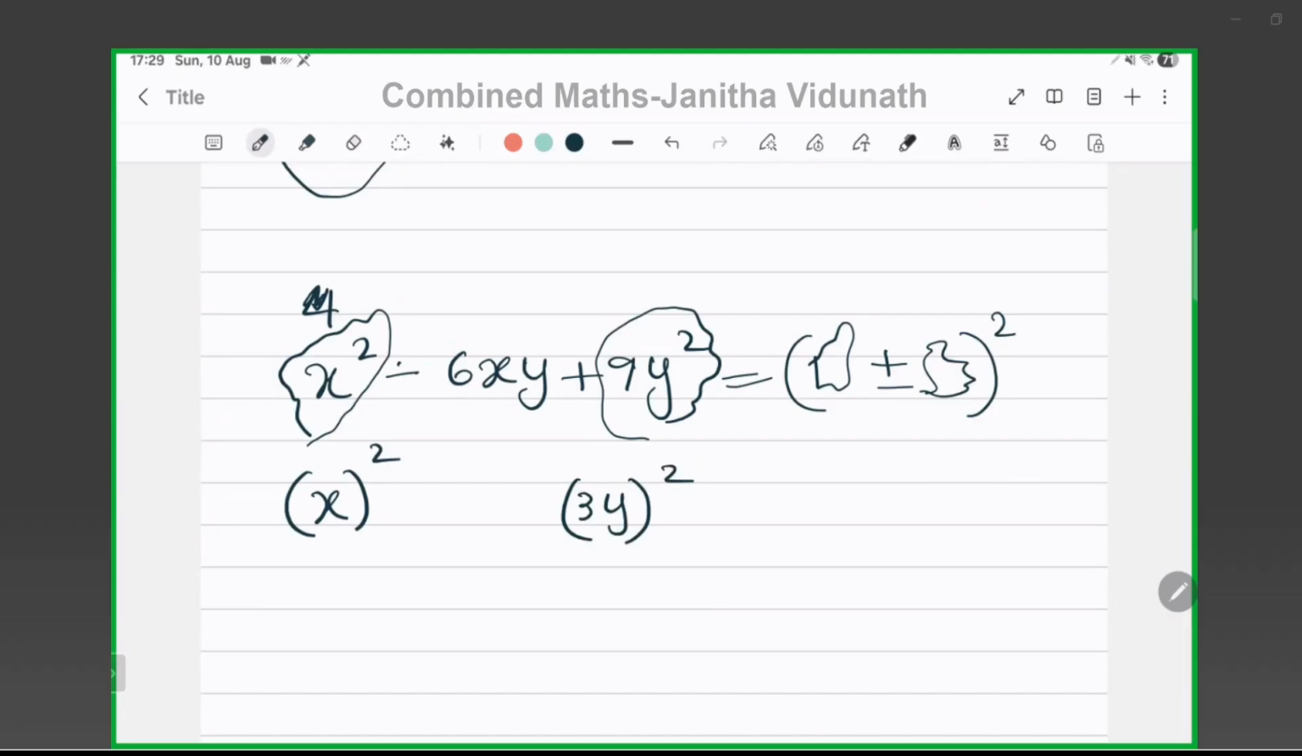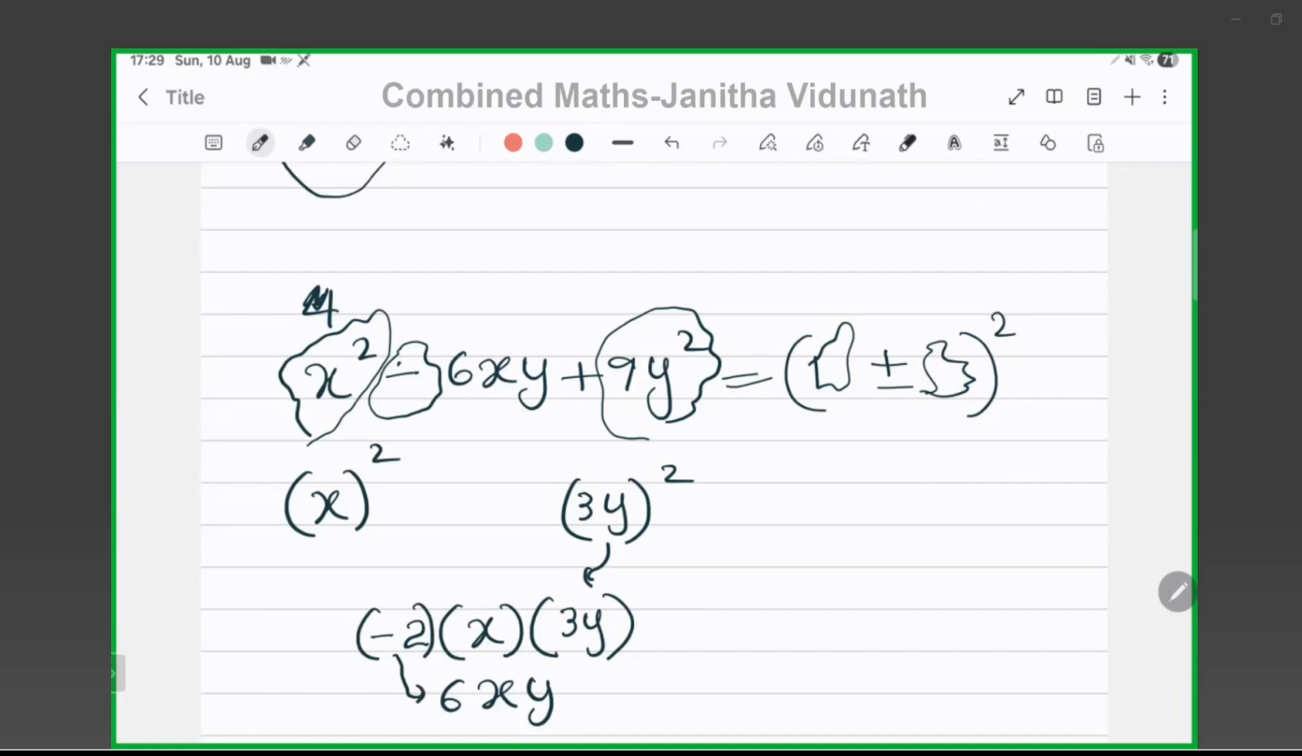Then we need to check that the middle term is 2 times the first term multiplied by the second term. Then we get 6 times xy. Here we have minus, that means minus 2 times the first term multiplied by the second term. Then we can write this back as the first term, since there is a minus sign, minus the second term, 3y, whole square.